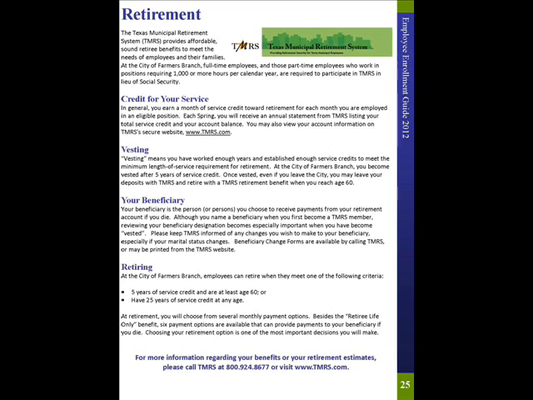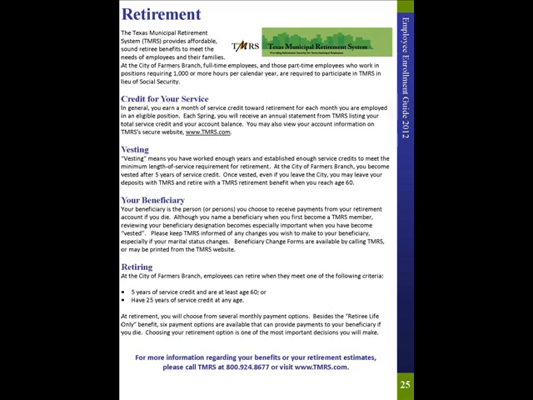Each spring, you will receive an annual statement from TMRS listing your total service credit and your account balance. Vesting. Vesting means you have worked enough years and established enough service credits to meet the minimum length of service requirement for retirement. At the City of Farmers Branch, you become vested after 5 years of service credit. Once vested, you may leave your deposits with TMRS and retire with a TMRS retirement benefit when you reach age 60. Your beneficiary. Your beneficiary is the person you choose to receive payments from your retirement account if you die.